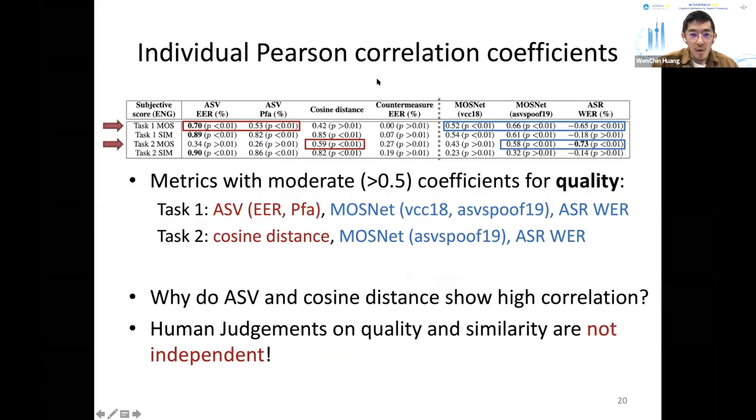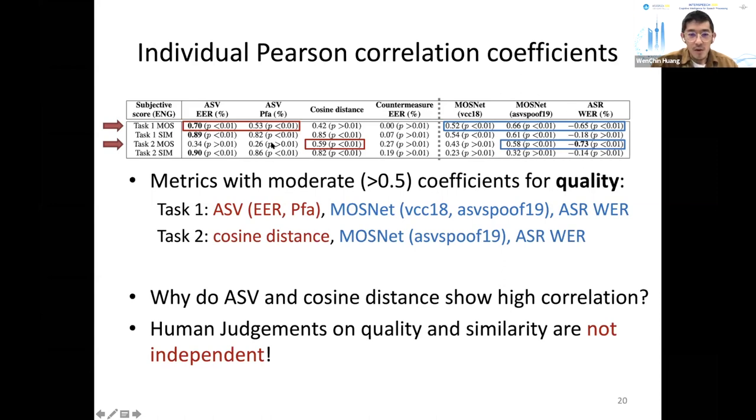Okay, so here we can roughly separate the metrics into two categories. These ASV scores and cosine distance can be seen as, for example, the speaker-related metrics. And the MOSNET scores and the ASR word error rate can be seen as those related to quality. So first, we will see which metrics have moderate coefficients for quality. What we expect here is that, for example, the MOSNET predictions and ASR scores should be pretty related to the quality. And this is what we expected here.